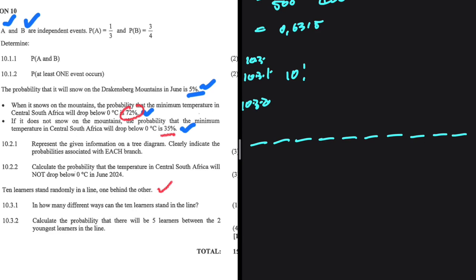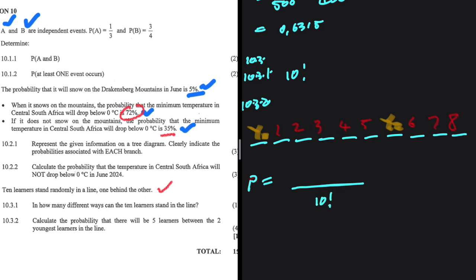Okay, so we want to find the probability that 5 learners will sit in between the 2 youngest learners. So let's say, for instance, we have y1 being the first youngest learner, and then in between we have 1, 2, 3, 4, 5. The 5 learners that are supposed to be between the 2 youngest. And then after that, we have y2, right? The second youngest learner. And after that, we're going to have 6, 7, 8, right? So in total, we have 10 learners. The probability is going to be equals to some number divided by the sample space, which is 10 factorial.